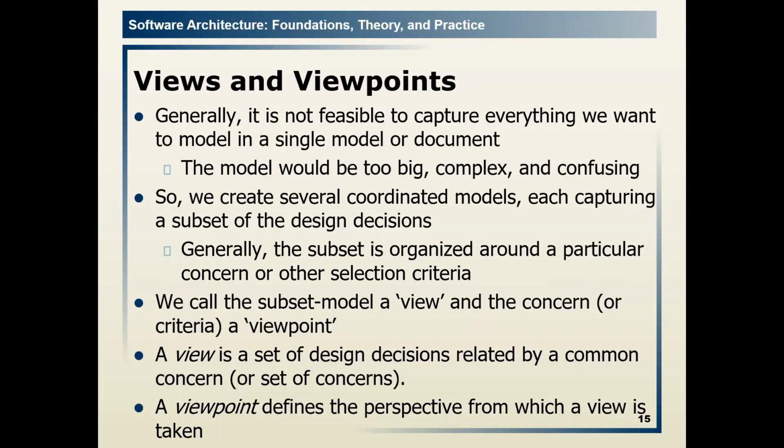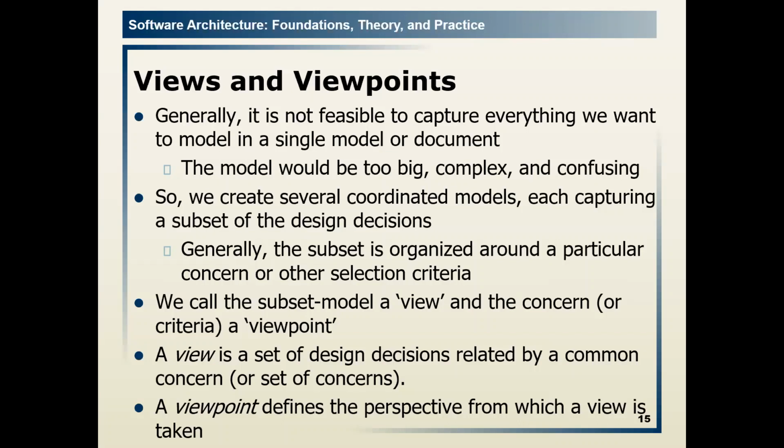So we create several coordinated models, each capturing a subset of the design decisions. So rather than drawing one huge architectural model, we will draw several small models, right? So several coordinated models, each will look at the same system from different angles. So generally, the subset is organized around a particular concern or other selection criteria. So we call the subset model a view and the concern or the criteria a viewpoint.